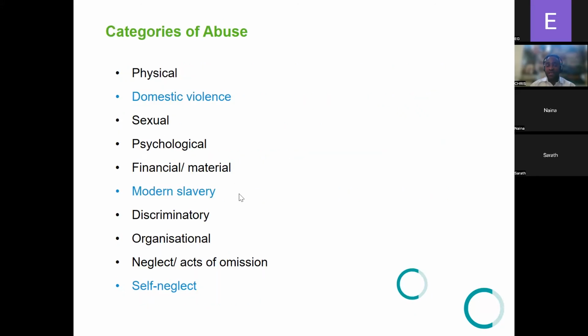modern slavery has been added to the list. Discriminatory abuse, organizational or institutional abuse. Organizational is also called institutional abuse. It's become part of the system. Then we have neglect or acts of omission.